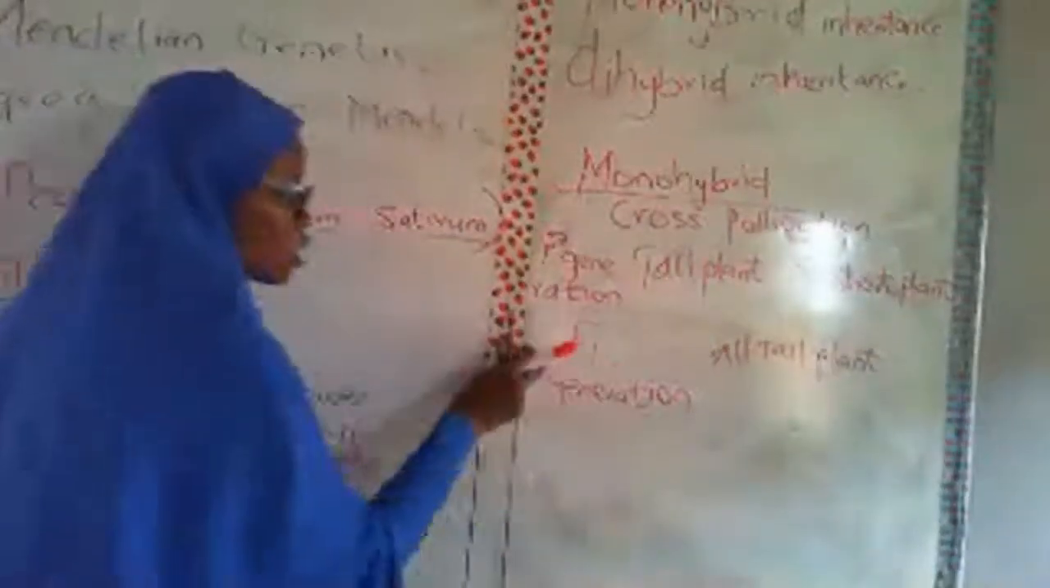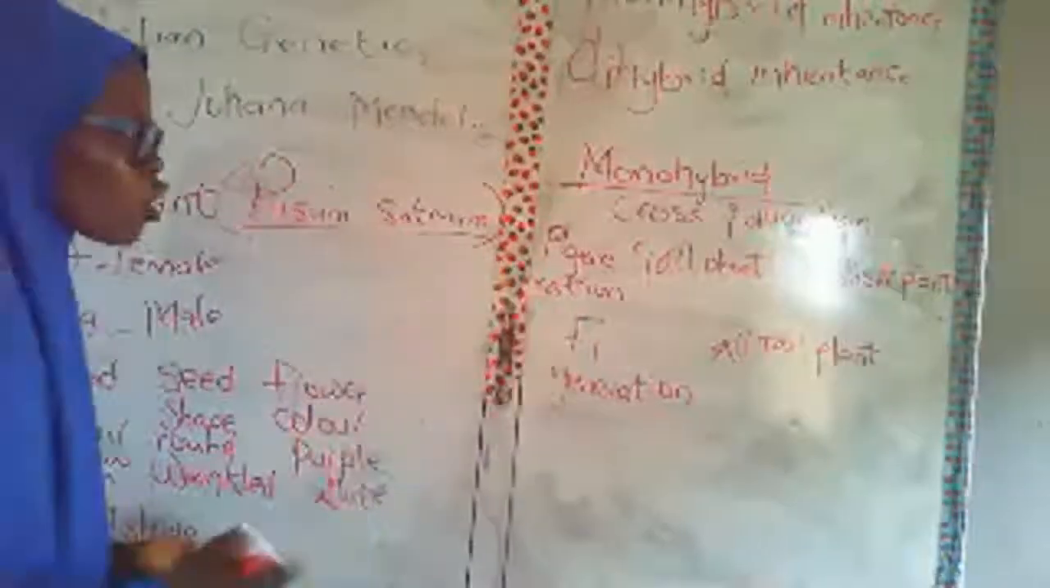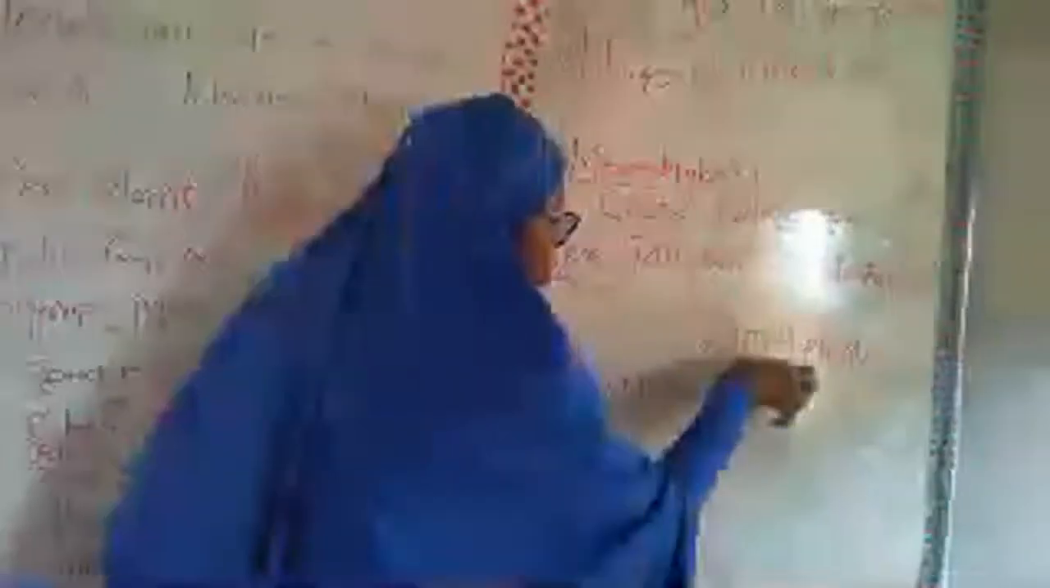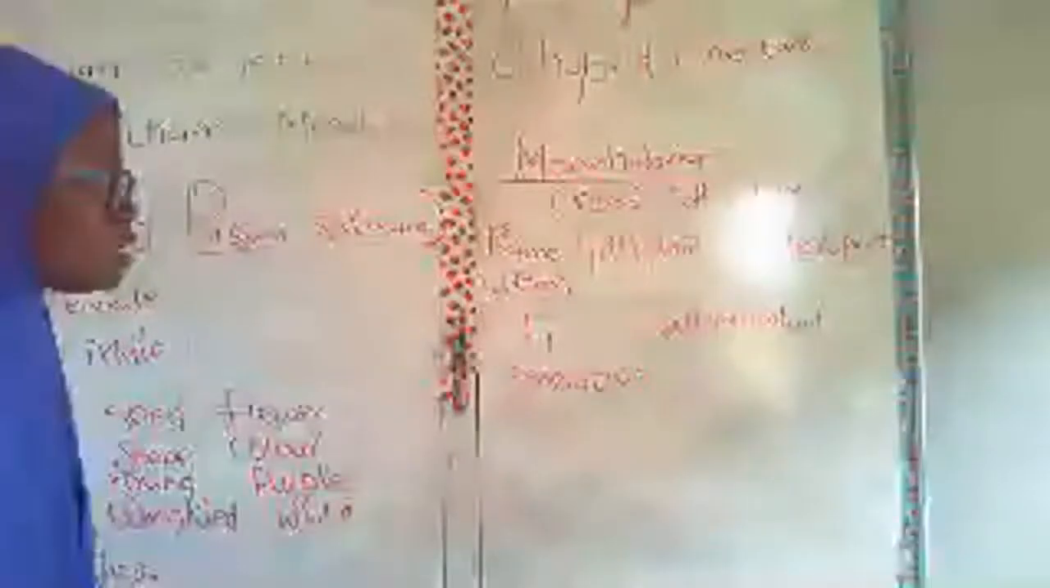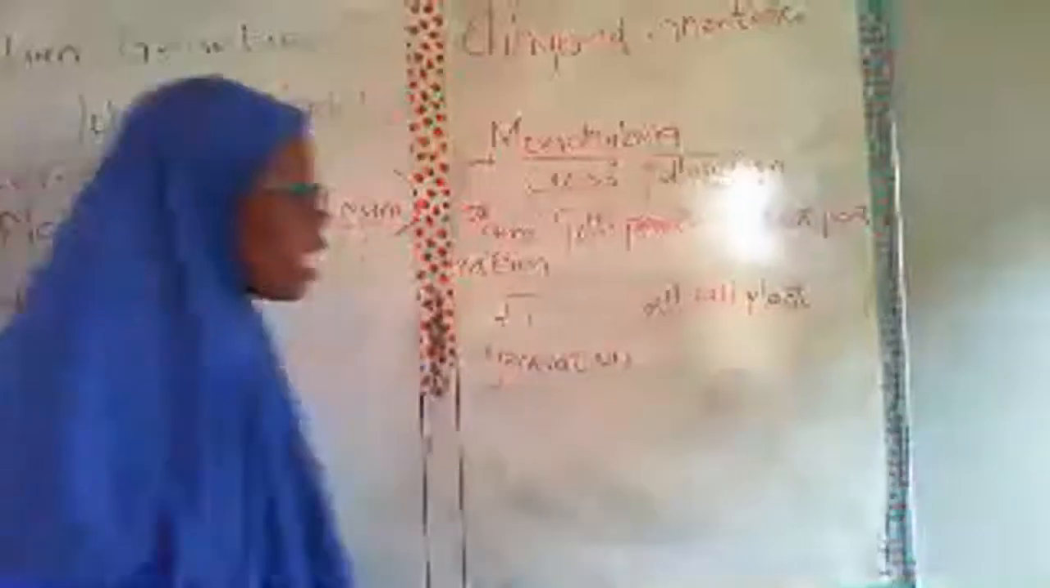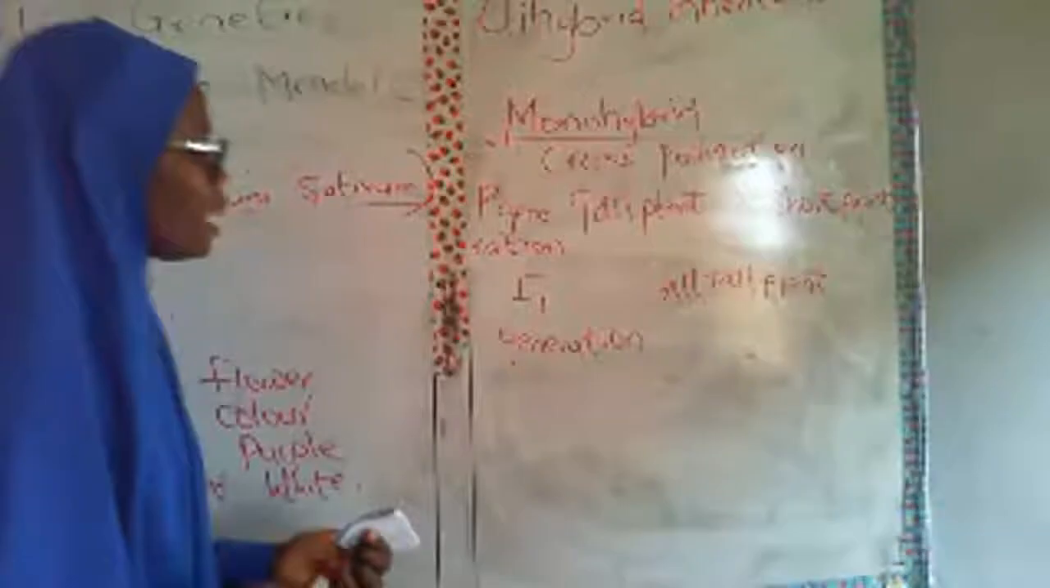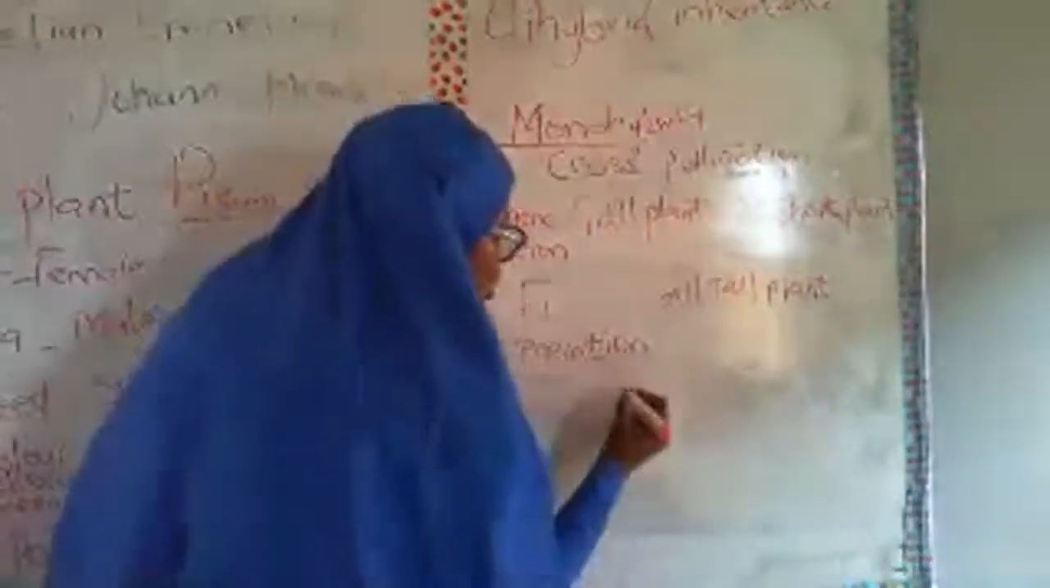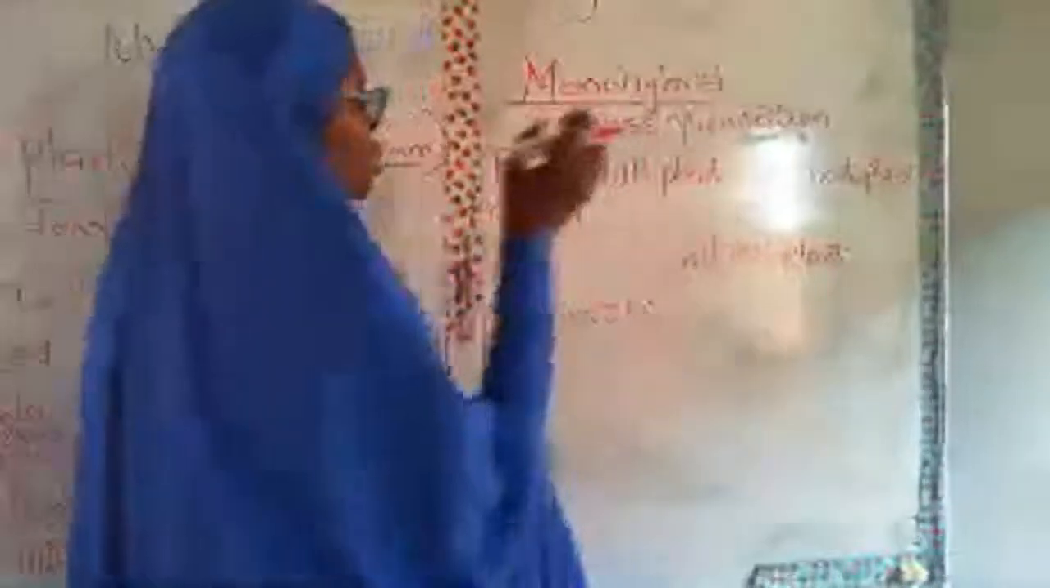Now, this is the first set of the offspring. For him to get the F2 generation, the second set of the offspring, he self-pollinated these all tall plants. What do you mean by self-pollination? You bring the all tall plant together with another all tall plant. So for the F2 generation, let's now do the main crossing.